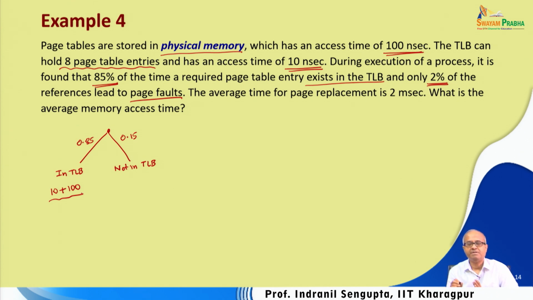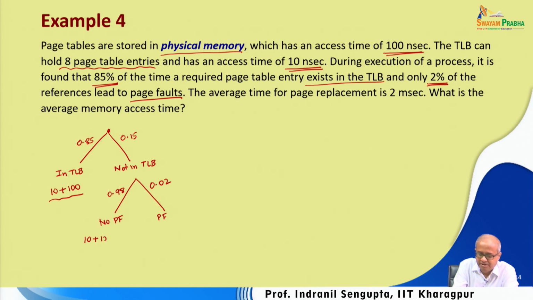Now, if it is not in TLB, then you have to go and access the page table. Now, while accessing the page table, there can be page faults, the requested page may not be in memory. So, here again not in TLB, there are two possibilities, page fault, no page fault. It is said 2% results in page fault. So, on one side 0.98, one side 0.02. 0.98 means no page fault PF, 0.02 means page fault. So, if there is no page fault, then you get the frame number from the page table itself, which is in memory. So, here the time will be 10 for accessing the TLB, 100 for accessing the page table in memory, and finally 100 for accessing the word.